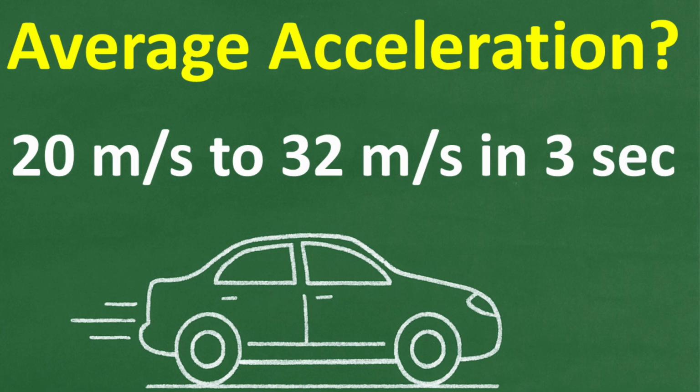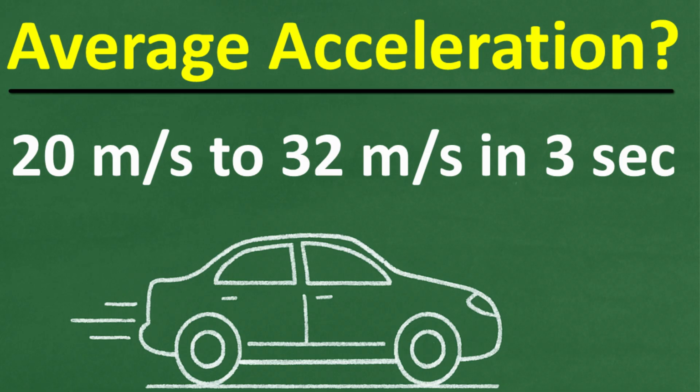So, if you have some basic math skills and a little bit of knowledge of physics, then you should be able to figure out this simple little problem. Matter of fact, let me go ahead and read the problem. It is as follows. A car traveling in a straight line along a road at 20 meters per second steps on the gas. 3 seconds later, the car's speed is 32 meters per second. What we want to do here is find the car's average acceleration.